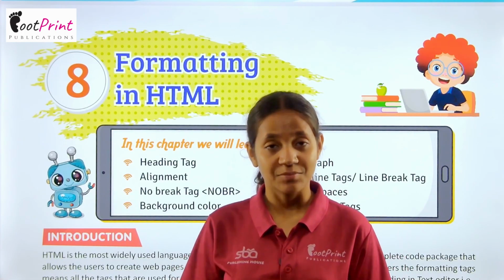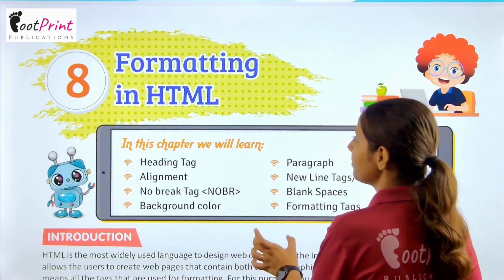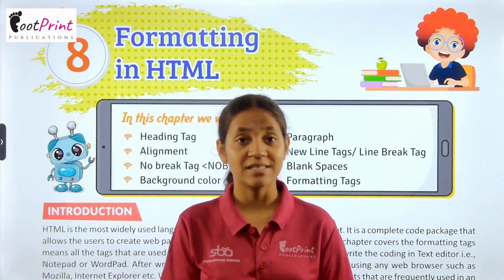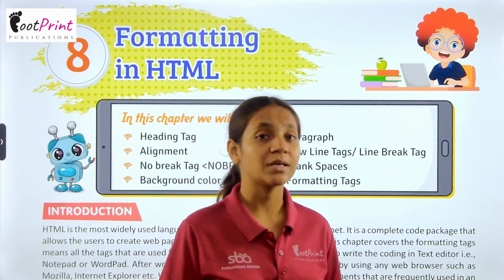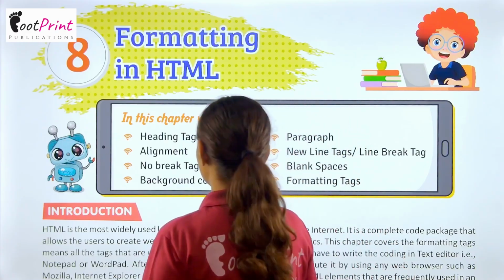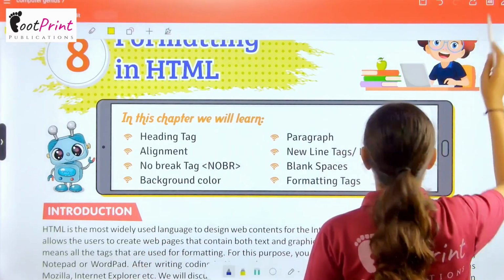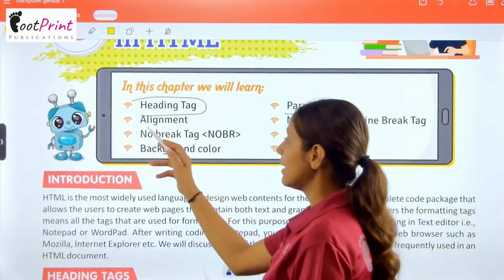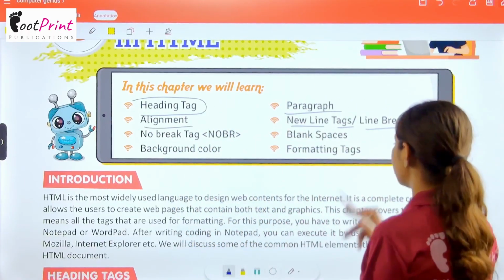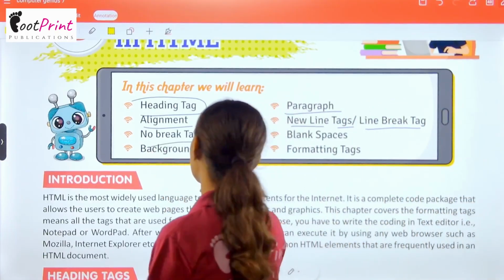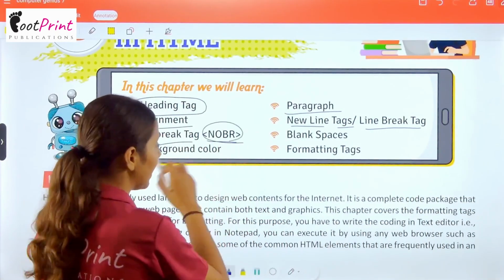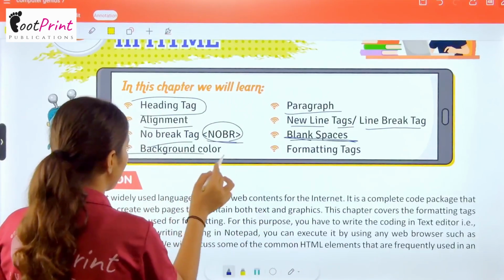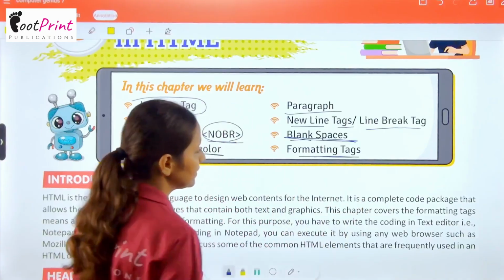So students, today with me in this video, we are going to start our chapter number 8. And the name of our chapter is Formatting in HTML. So, today again, we are going to learn about HTML. Let's start. Today, in this chapter, we will learn heading tag, paragraph, alignment, new line tags, line break tags, no break tag, that is represented by NOBR, blank spaces, background color, formatting tags.